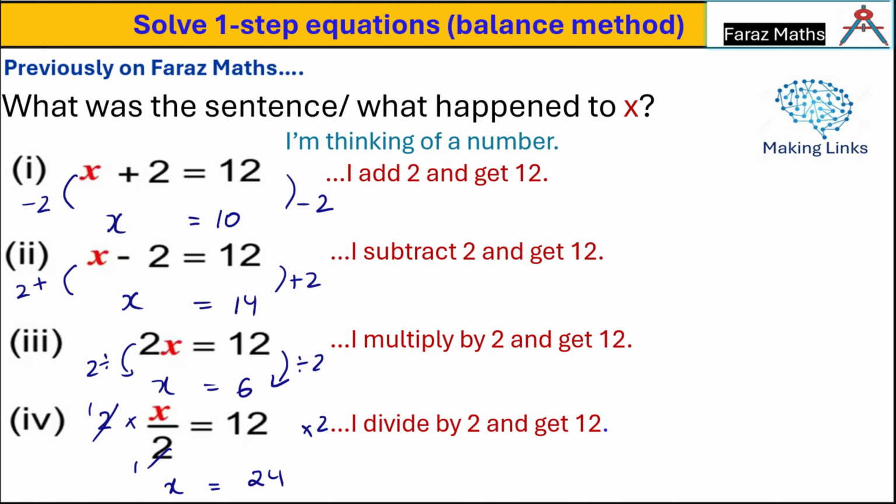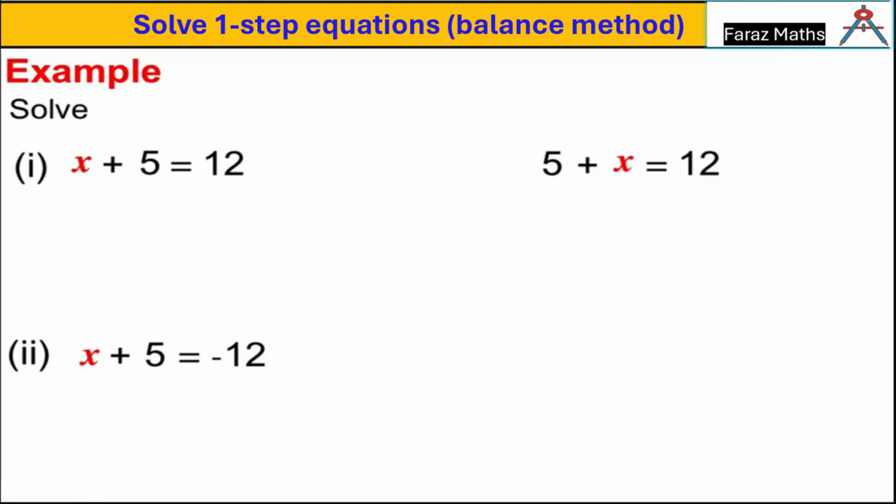Okay, coming to the next. Here we have: solve x plus 5 equals 12. You have to subtract 5 on both sides: x plus 5 minus 5 equals 12 minus 5. So plus 5 minus 5 is 0, and then x equals 12 minus 5, which is 7.